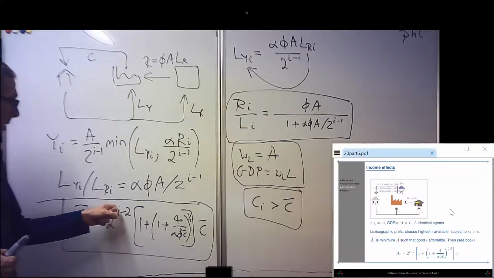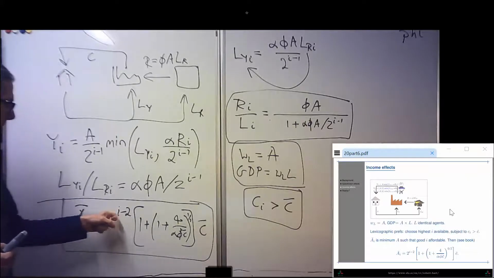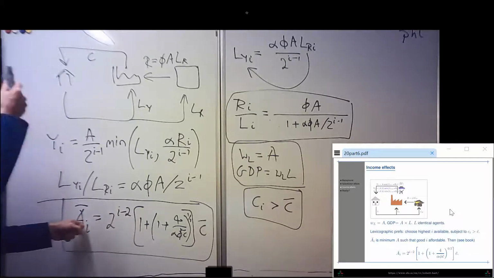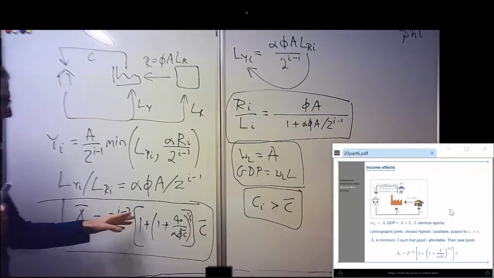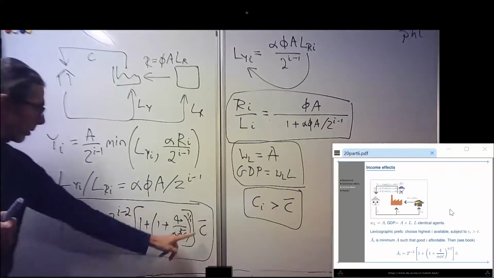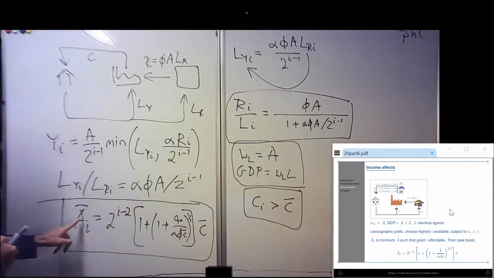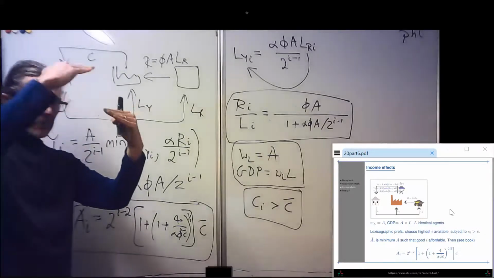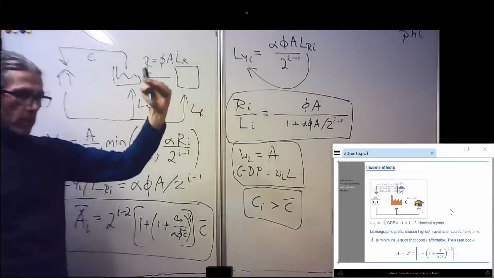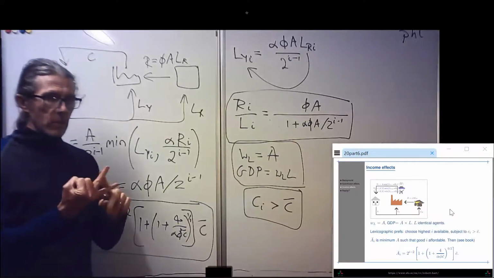Because the level of A we need to afford the sixth good is twice as big as the level of A we need to afford the fifth good, because we've added 1 to this power. Everything else has stayed the same. So when i goes up by 1, this whole right-hand side doubles. We need twice the productivity. So basically, every time productivity doubles, we shift up a good, in terms of energy intensity and cost of the good.